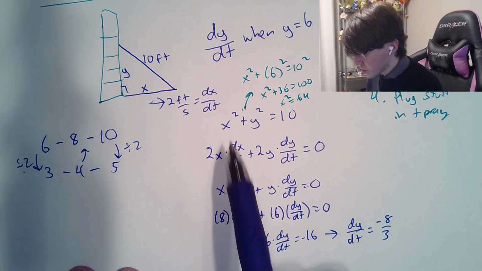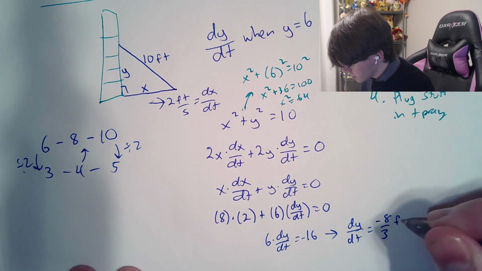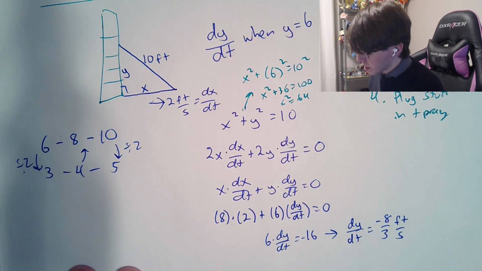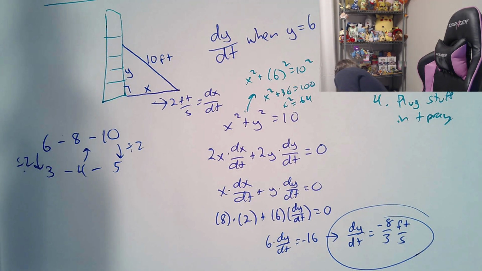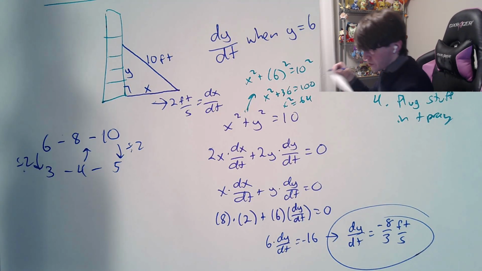We wrote down the units somewhere before. Don't forget units on these. It's a silly reason to lose points. Negative 8 over 3 feet per second. And just to make sure I didn't make a mistake, I am going to be checking my work on this one.